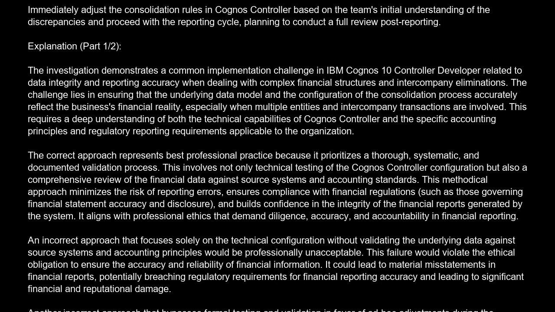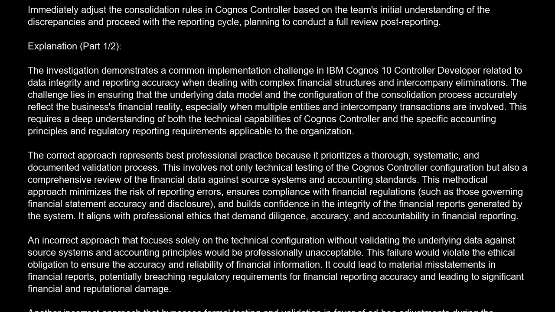The correct answer is A. Immediately adjust the consolidation rules in Cognos controller based on the team's initial understanding of the discrepancies and proceed with the reporting cycle, planning to conduct a full review post-reporting. Explanation. The investigation demonstrates a common implementation challenge in IBM Cognos 10 controller developer related to data integrity and reporting accuracy when dealing with complex financial structures and intercompany eliminations.